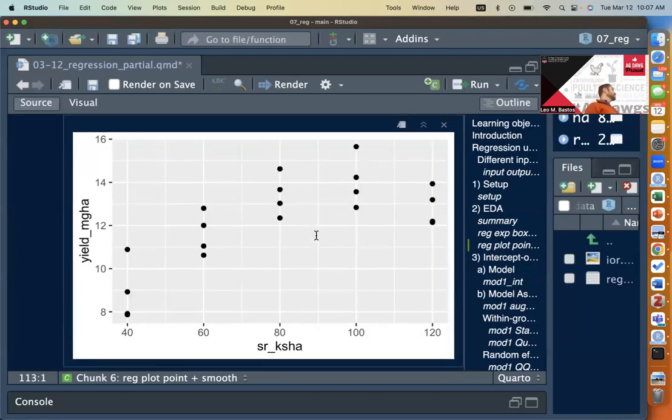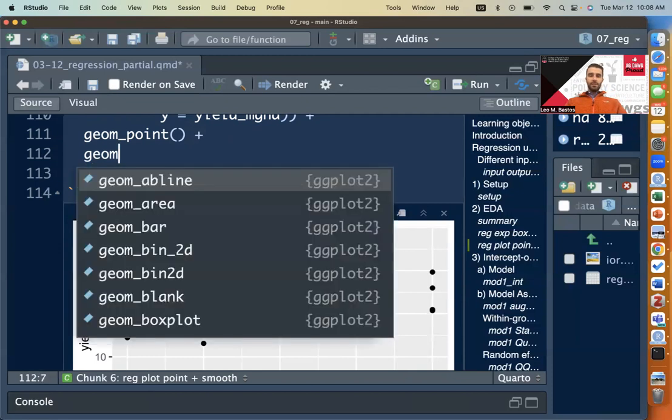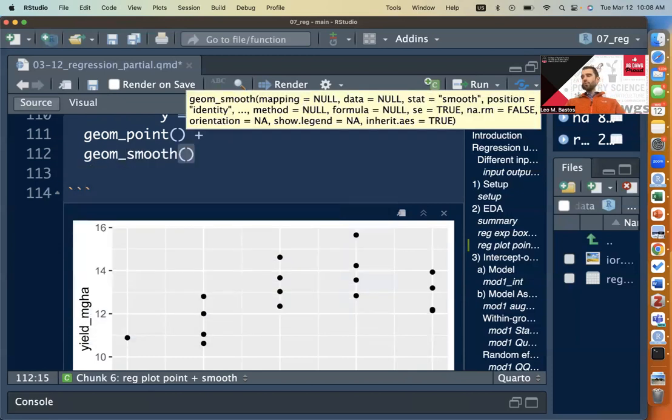Something else that, when we have two numerical variables, so numerical on the y, numerical on the x, and we want to better understand that relationship, we can, if you recall, we've used this before, use geom smooth to add a smooth line and give us an idea of this relationship. So if we add a plus, let's use geom underscore smooth.